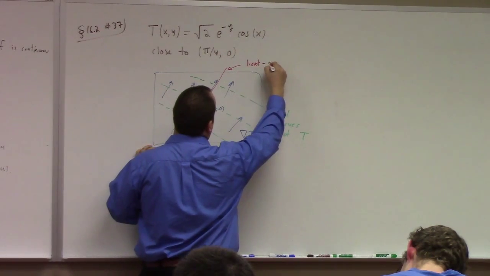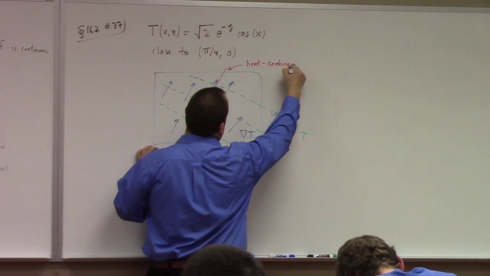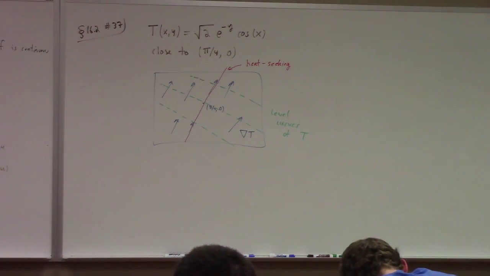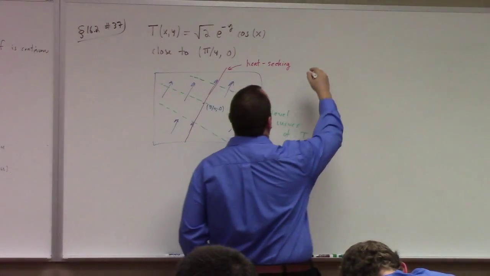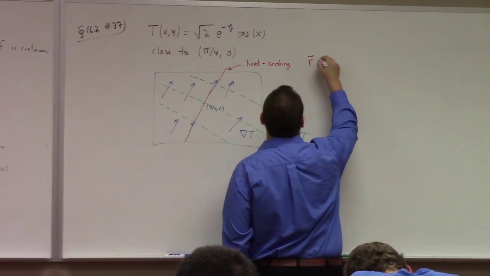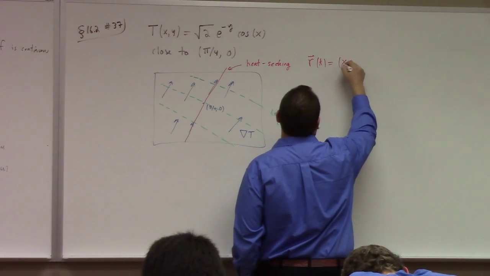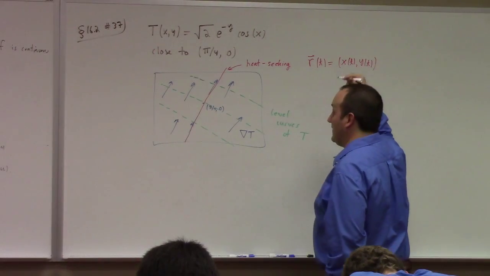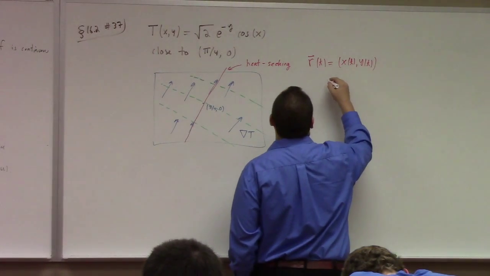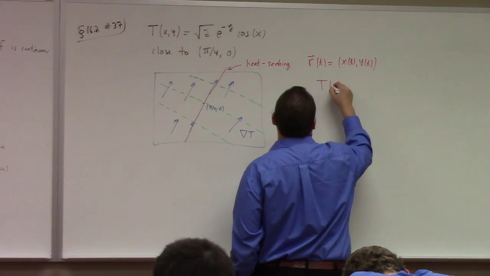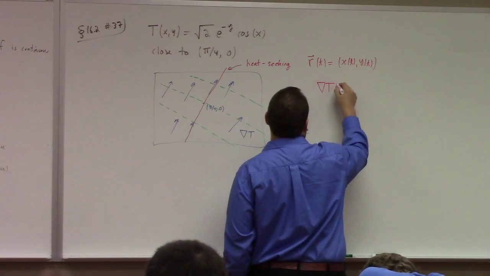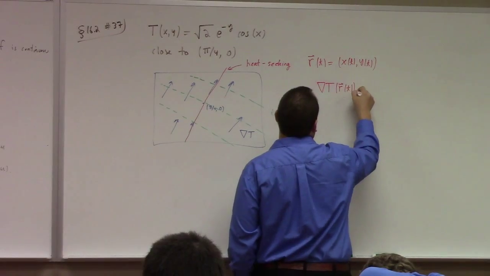So the heat-seeking path would try to follow the gradient to the higher temperatures, right? Now, let's say r of t equals x of t, y of t is the heat-seeking path. Then what equation do we want? We want the gradient of T at r of t to equal what?